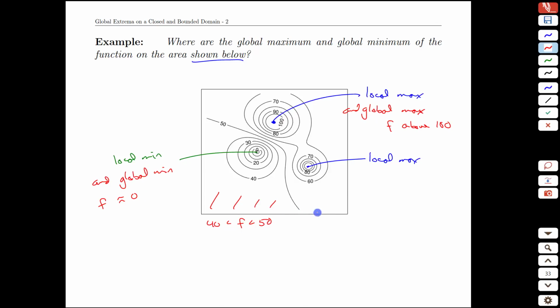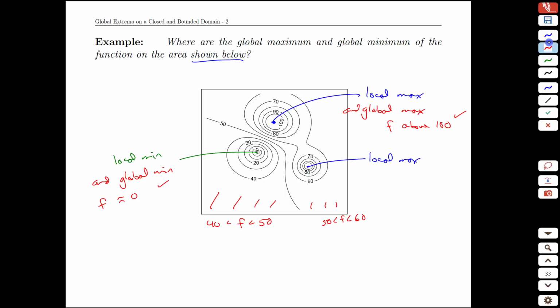And if we continue around the rest of the border, this interval here is between 50 and 60. Again, there's no extreme values. There's a little region here where it's above 60 into 70, but nothing above 100 and nothing below 0. So that confirms that both of our global max and min points here are in the interior.